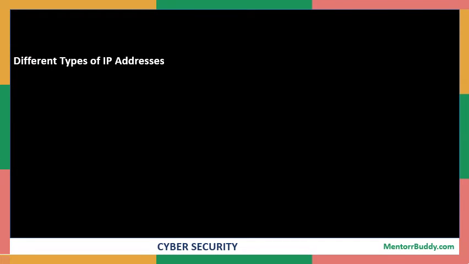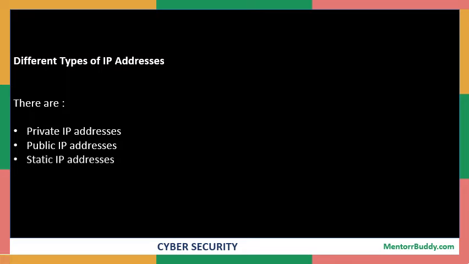Now, how many types of IP addresses do we have? Basically we have 4 types of IP address: private IP address, public IP address, static IP address, and dynamic IP address. So let's discuss all these IP addresses one by one.